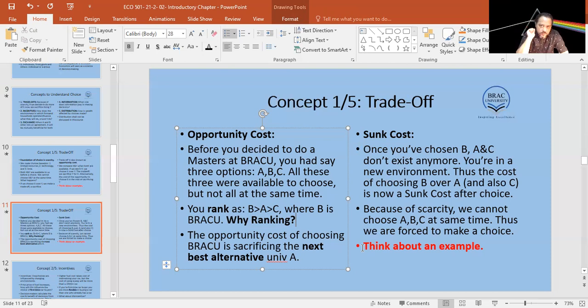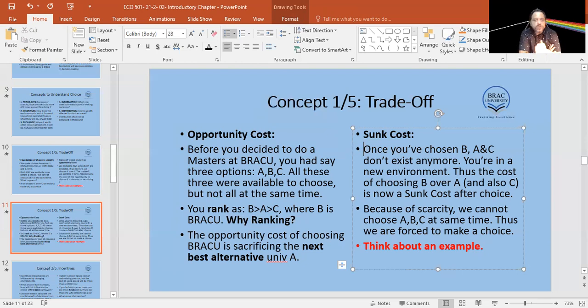The next best alternative. Okay, now we come across this concept, sunk cost. Before we made the decision, all the options were available in front of us. Brack University and any other university that we could have qualified to. Okay. Once we've made the choice, once we've committed that we are coming to Brack University, then options A and C no longer exist. So the decision, once it has been made, it's gone forever. This is known as a sunk cost. This is what happens after a decision has been made.